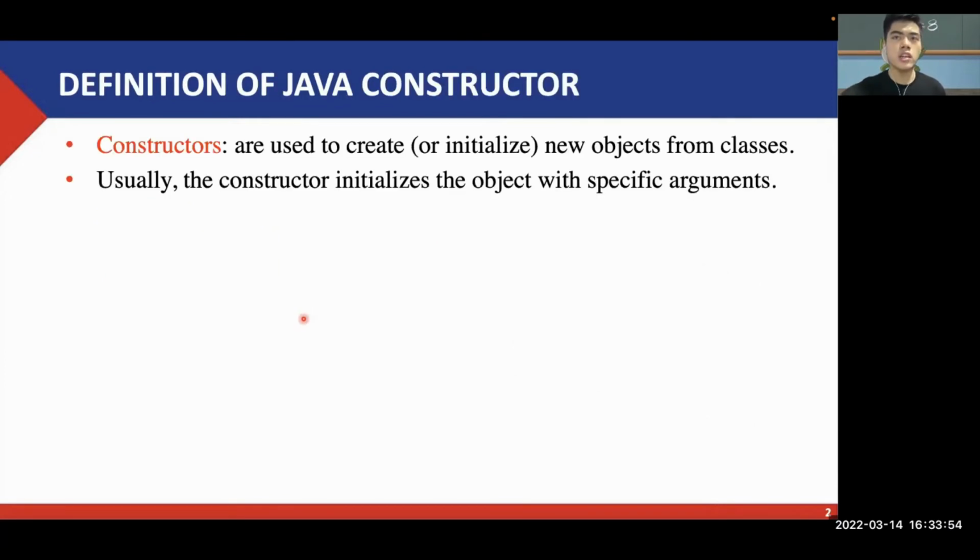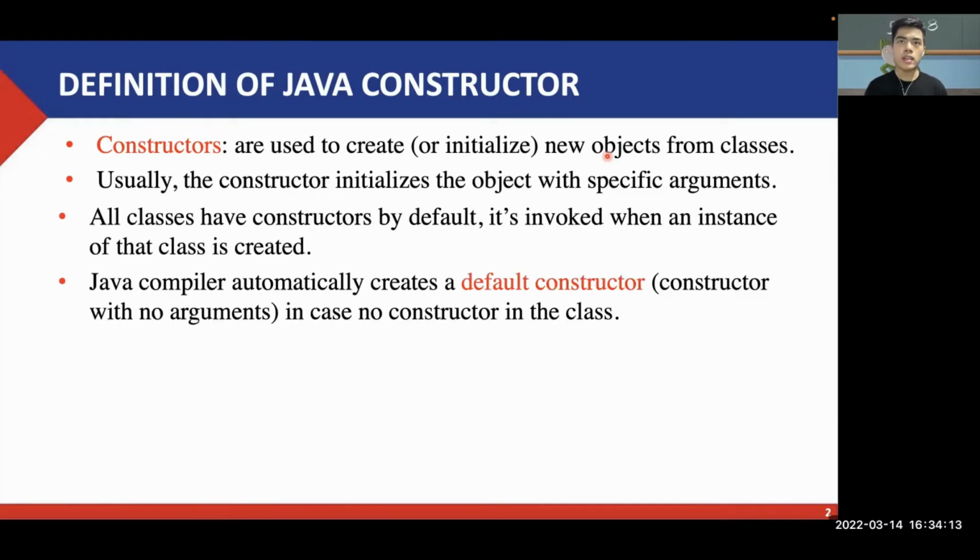About the definition of a Java constructor: constructors are used to create or initialize a new object from classes. It can be used to set initial values for object attributes via the parameters. It is called when an instance of the class is created. At the time of calling the constructor, memory for the object is allocated.